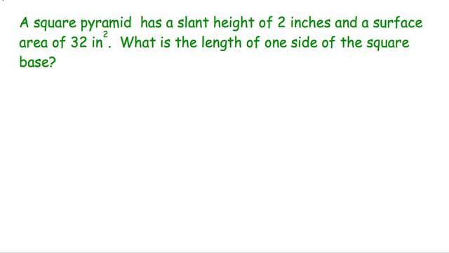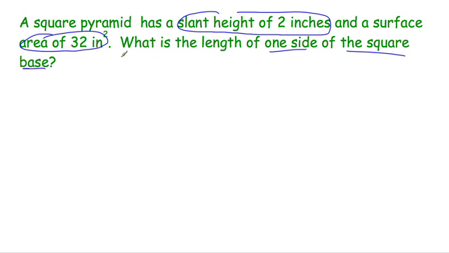See what else we can do. A square pyramid has a slant height of 2 inches. Slant height of 2 inches, that's important. Surface area of 32 inches squared. What is the length of one side of the square base? So let's see, what's our surface area formula? That's 1/2 perimeter times the slant height plus the area of the base. So we have to figure out what is the area of the base. Square base. If I have a square, these are all sides and we don't know, right? So let's plug in what we know. We know the surface area is 32.